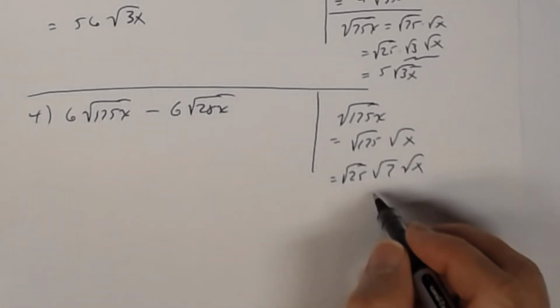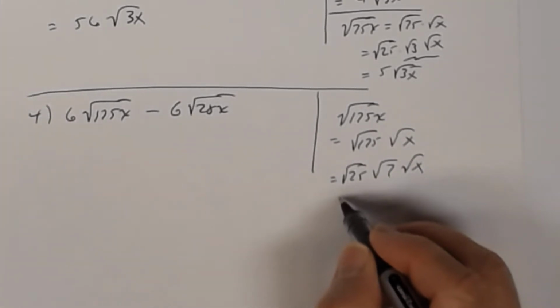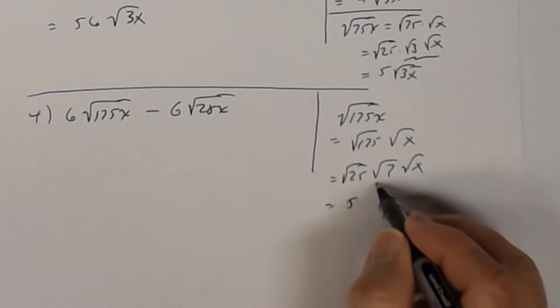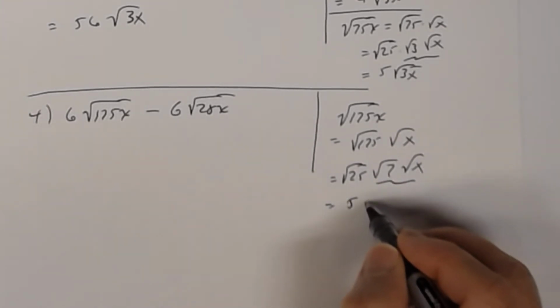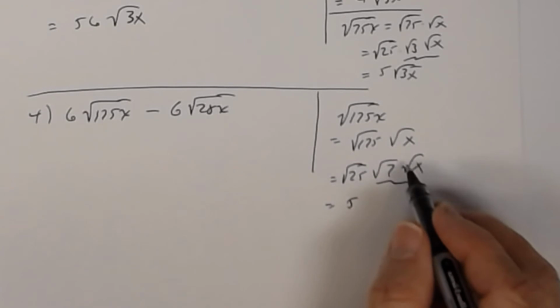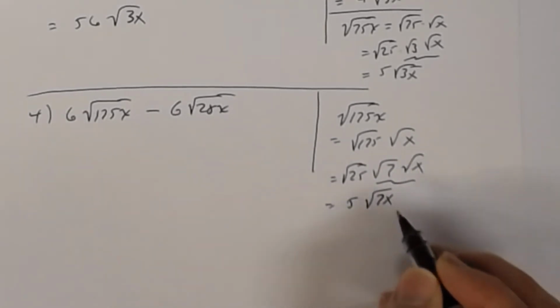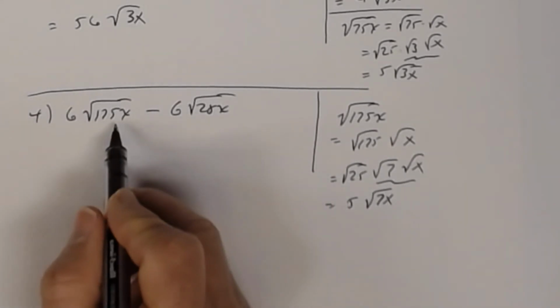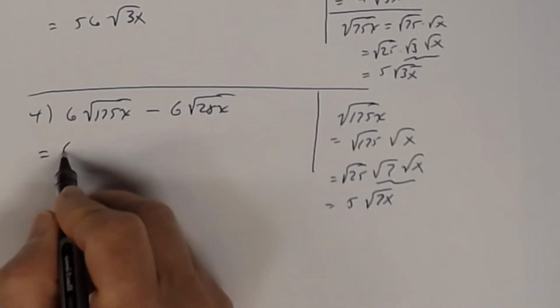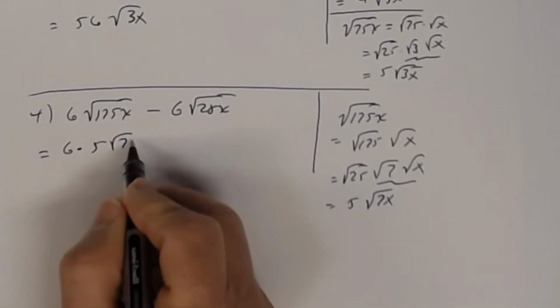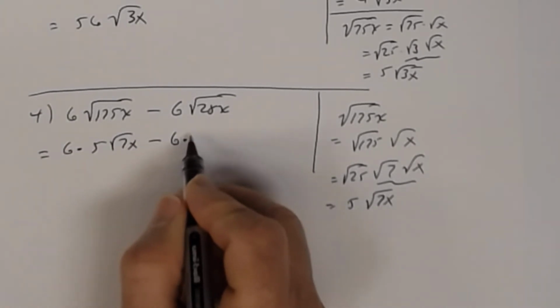And so then we get the square root of 25 is 5, and then square root of 7 times the square root of x using the product property. Since the indices are the same, I can multiply the radicands. That's the square root of 7x. So this goes here now, okay? So it'll be 6 times 5 square root of 7x minus 6 times, all right, let's talk about the square root of 28x.